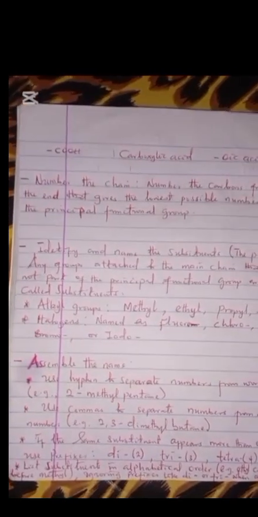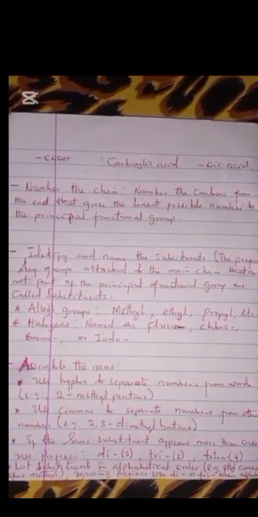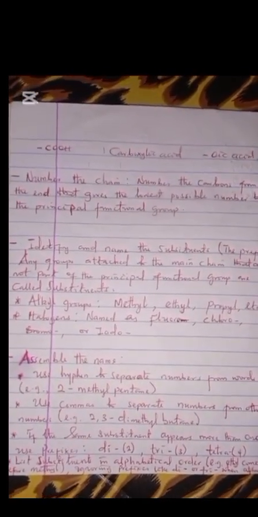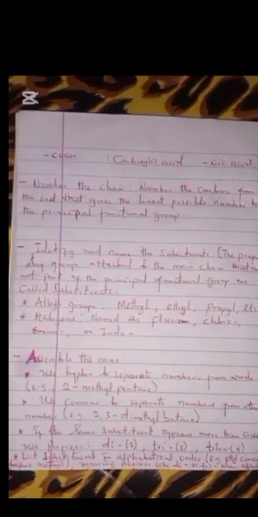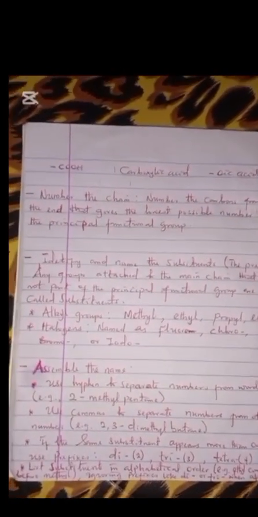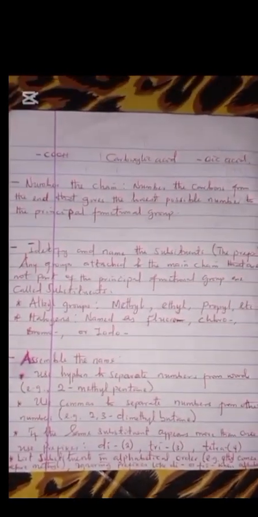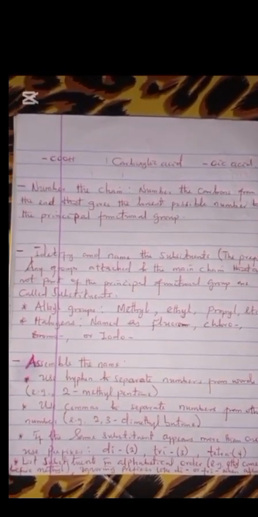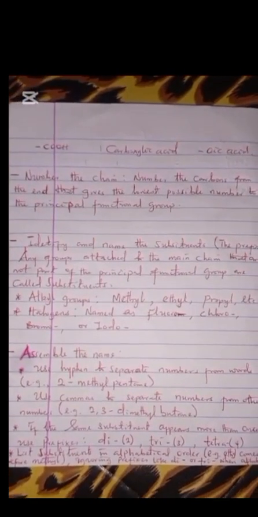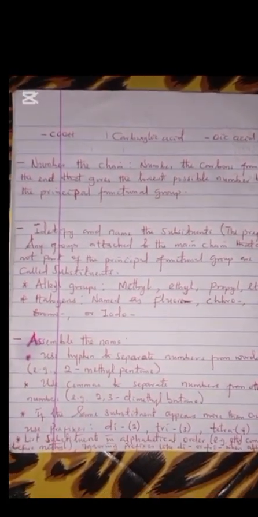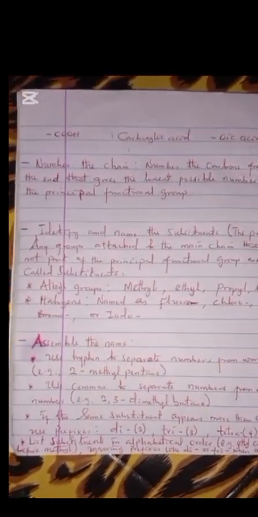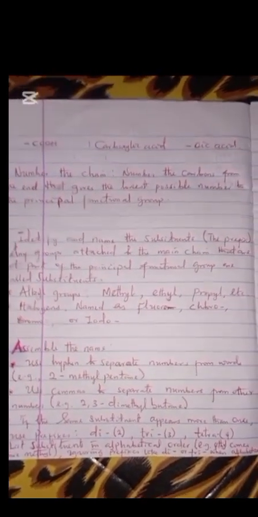The double bond and triple bond take priority over the alkyl side when numbering. That is, if you have a double bond or triple bond in the compound, you have to number from the region where the number given to the double bond or the triple bond will be of the lowest number possible. So after you must have done that, the next thing is to identify the name of the substituent.